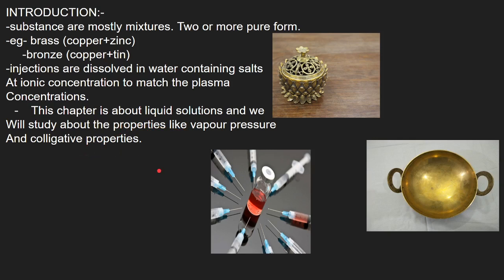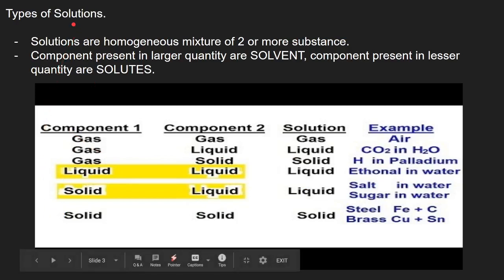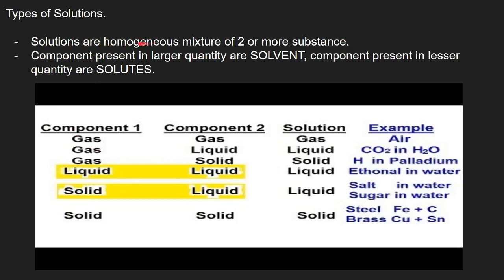Okay, so proceeding to types of solutions. Solutions are basically of two types, homogeneous and heterogeneous. Solutions are homogeneous mixtures of two or more substances. So first is homogeneous. What do you mean by homo? Homo means same and hetero means different. A solution is only formed when you mix two or more substances which are homogeneous. If you're mixing two heterogeneous substances, a solution won't be formed.